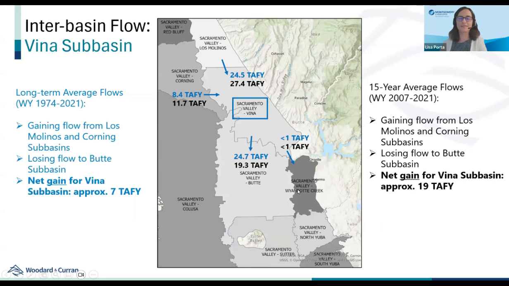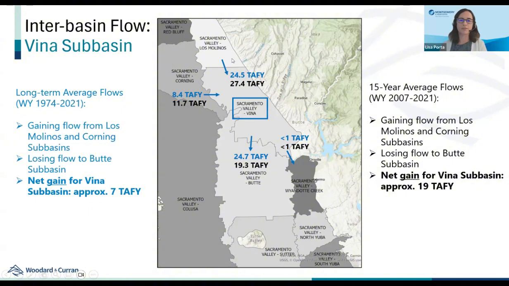This graph shows the same data as in the time series, but as a map from an annual average perspective. In blue is the entire simulation timeframe, between 1974 and 2021. And in black, it's showing the last 15 years. This now shows how the Vina subbasin interacts hydrologically with the neighboring subbasins based on this model.